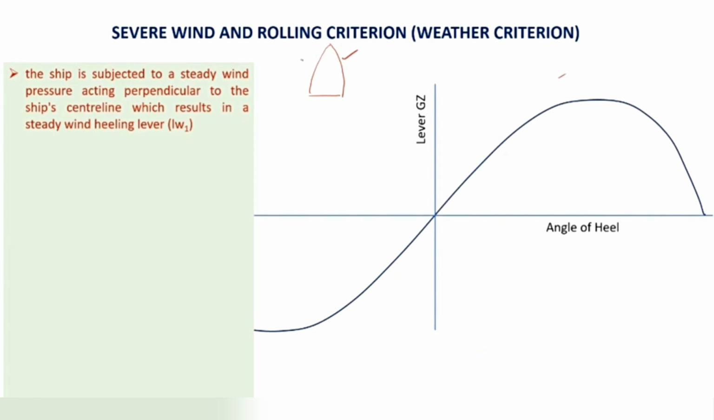It says the ship is subjected to a steady wind pressure from beam on this side. When it is like this, let us say in this case, this is the port and starboard. So the port side becomes the windward side and the starboard side becomes the lee side. So this is the lee side. Now, the ship is subjected to a steady wind pressure. What will the wind do? It will act on the windage area of the ship and it will cause a wind heeling moment. Yes or no, beta? Correct? Yes. And this wind heeling moment will have a lever.